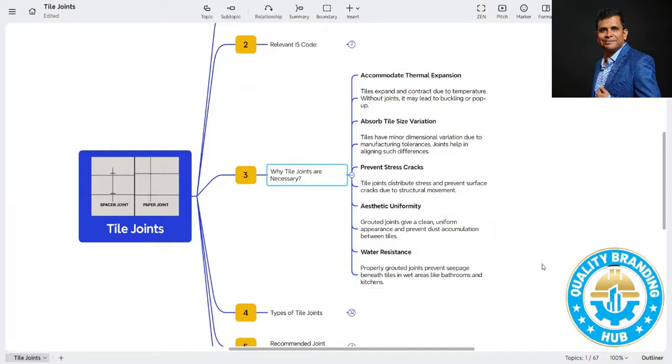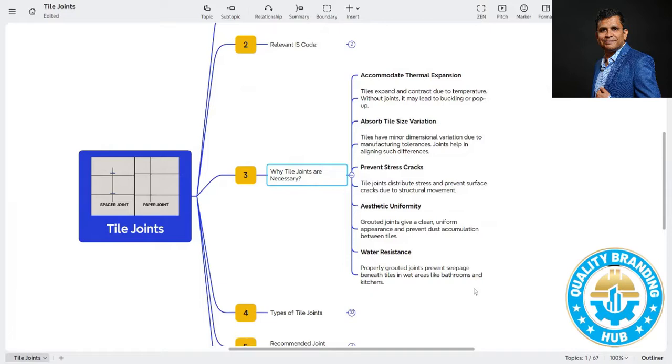And then water resistance. This is a very important part because every tile has a water absorption capacity, and according to the water absorption capacity there are different types of tiles as per IS 15622. So water resistance is the key for tiling. Properly grouted joints prevent seepage beneath tiles in wet areas like bathroom and kitchen. If there is water tightness or water resistance, your structural slab will be safe, and there will be no seepage from the upper floor to the lower floor. So that is why the tile joint is also important.